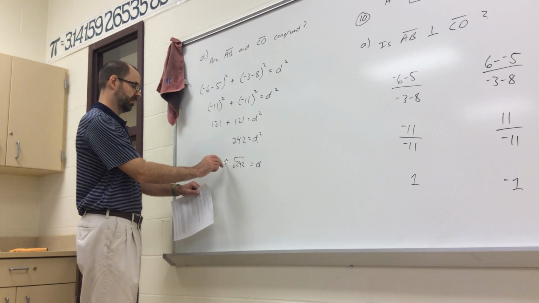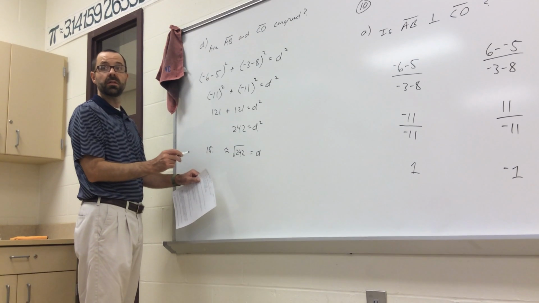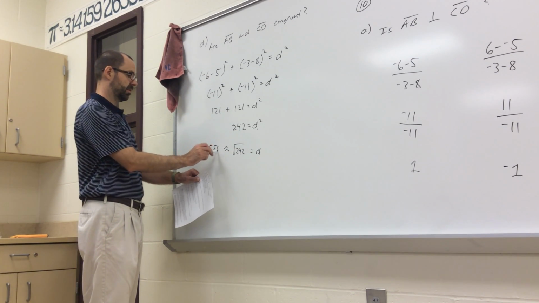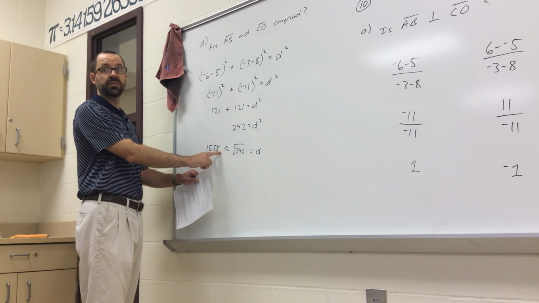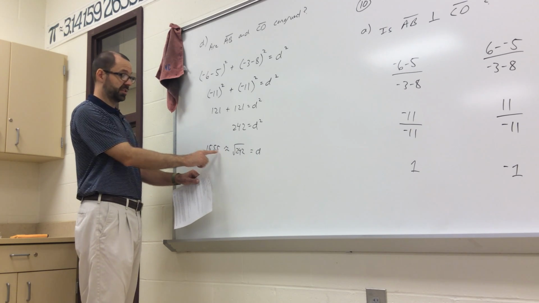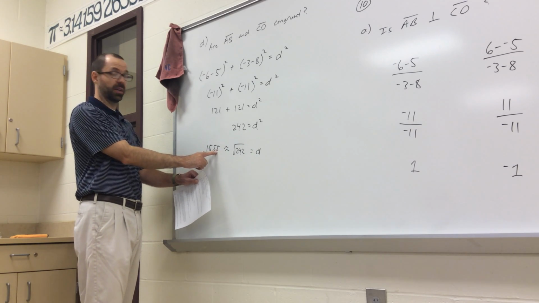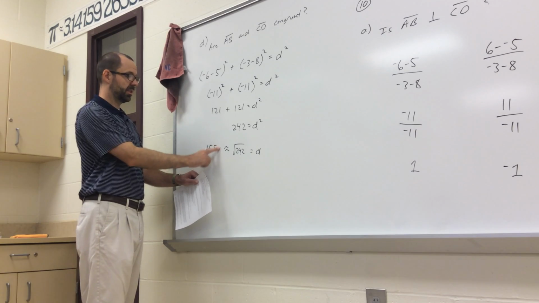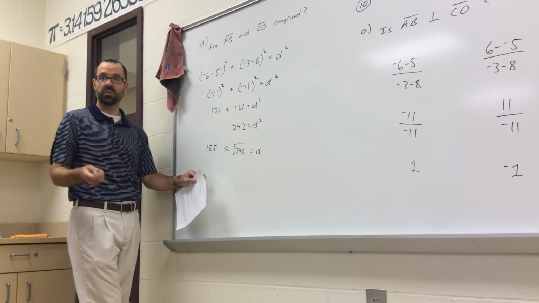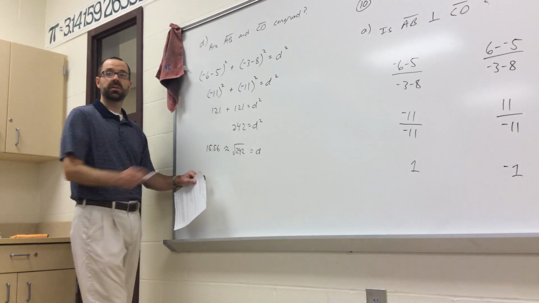Okay? So you got 15.55. So after the 5, there's a 6, so that means you'd have to round this to a 6, right? Yeah, because if the number after it's bigger than or equal to 5, you round it up.